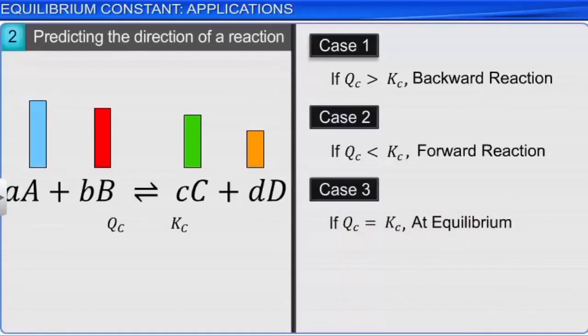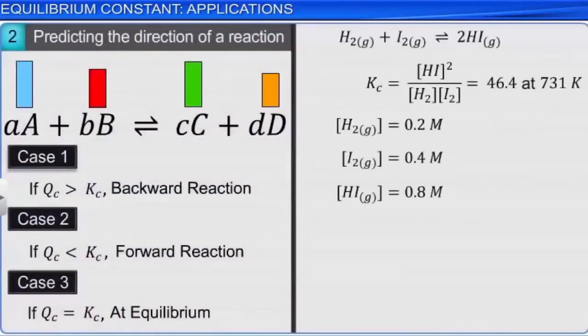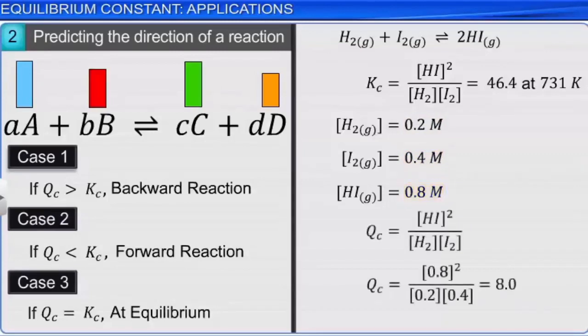For example, the equilibrium constant for the gaseous reaction of hydrogen with iodine to form hydrogen iodide at 731 Kelvin is 46.4. Suppose at a given time, the molar concentration of hydrogen is 0.2 M, that of iodine is 0.4 M, and that of hydrogen iodide is 0.8 M. The reaction quotient Qc at this stage of the reaction is equal to the concentration of hydrogen iodide raised to the power of 2 divided by the product of the concentrations of hydrogen and iodine. This is equal to 0.8 squared divided by 0.2 times 0.4. The value of the reaction quotient comes out to be 8.0.